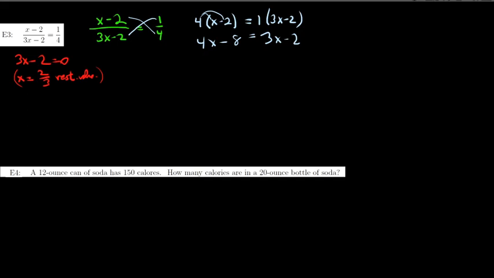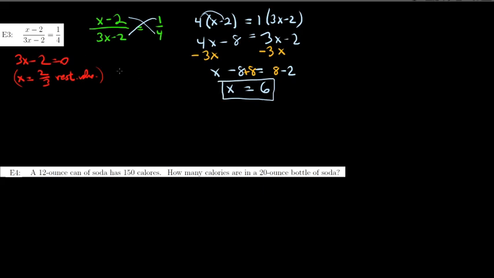Okay, this is not quadratic. There's no x squared, so we can just isolate the x. I would subtract 3x from both sides, and that gives us 4x minus 3x is just x, minus 8 equals negative 2. Now just add the 8 to both sides, plus 8, plus 8. And so x equals 8 minus 2, which is 6. And I think that's it.